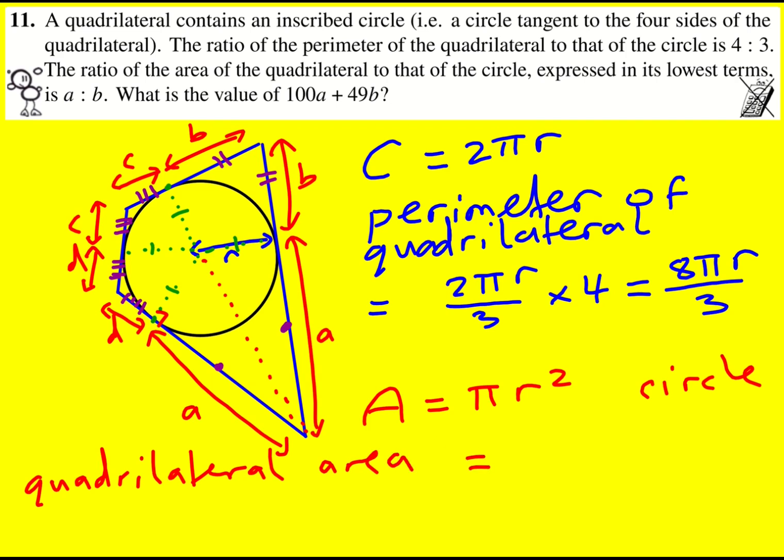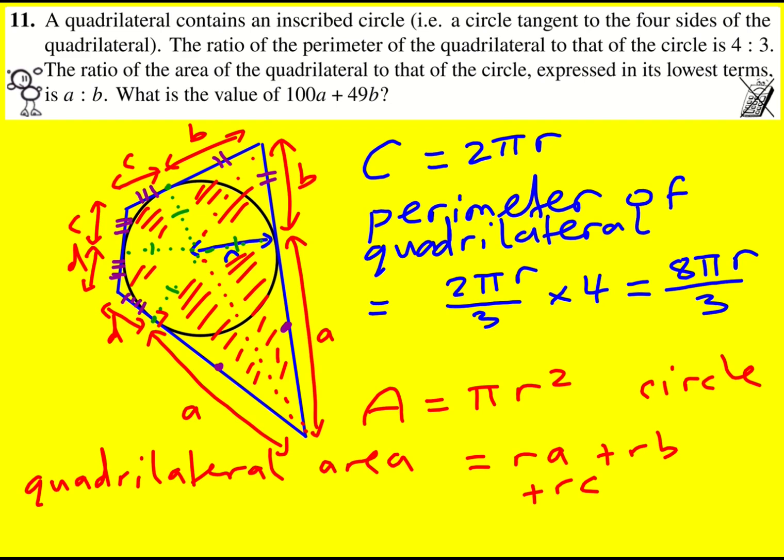So the quadrilateral area is going to be, well, to find the area of this triangle here, it's going to be half base times height. So it's going to be a half times A times R. But I've got another one exactly the same. So this red area is simply going to be R times A. And then I can do similar up here. It's going to be a half times B times R times 2. So I've worked out that one as well. It's going to be plus RB. As I go around, this is going to be RC for similar reasons, and then RD.